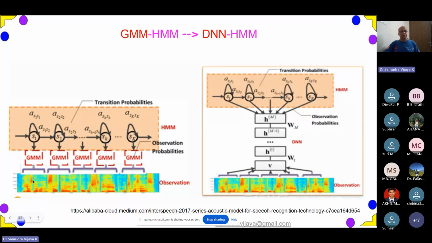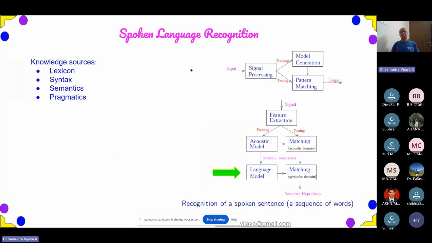So this is a spectrogram, the input spectrogram. Earlier, Gaussian mixture models, GMMs, were representing sounds, and the sequence of sounds was represented by the HMM. So this remains the same, the input remains the same, but instead of the Gaussian mixture model, now we have a deep neural network where there are several layers of hidden neurons. This model, the DNN-HMM, was more successful than the GMM-HMM, and it used to work with a few hours of training speech data.